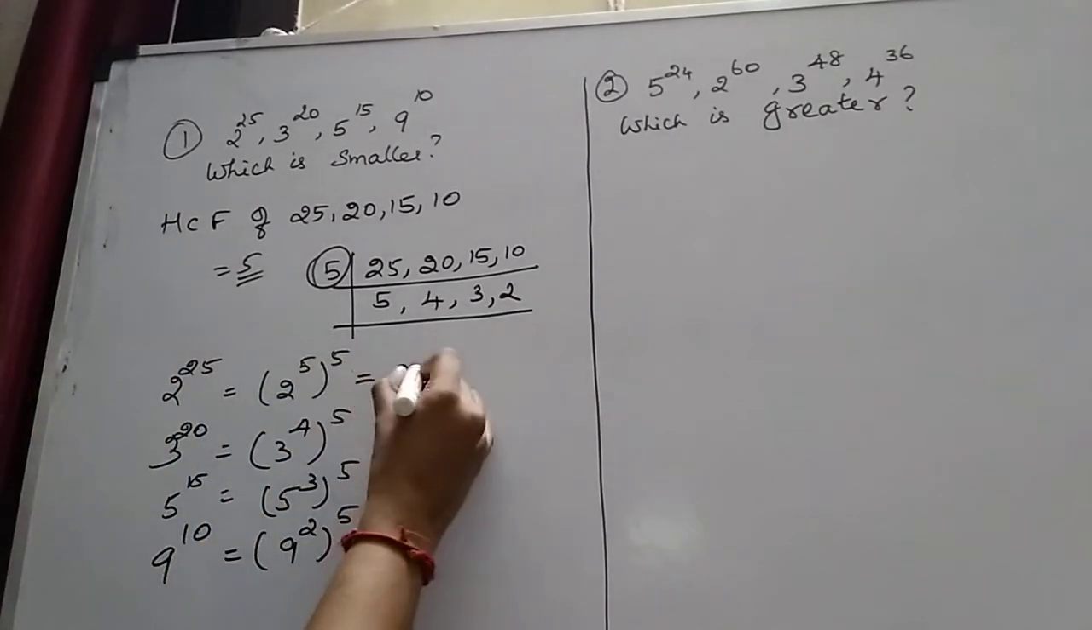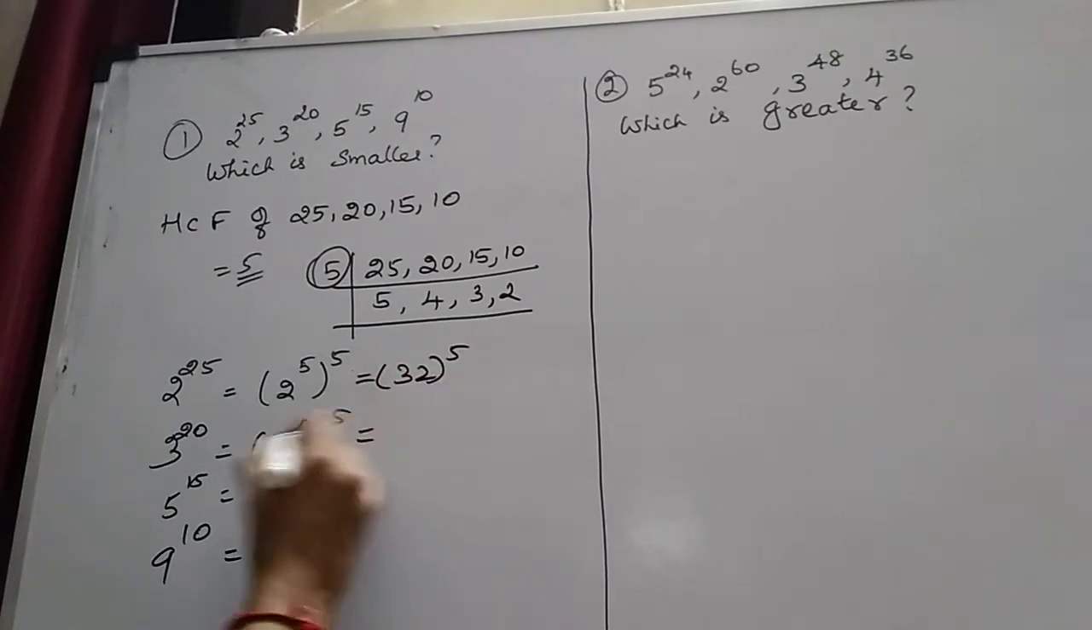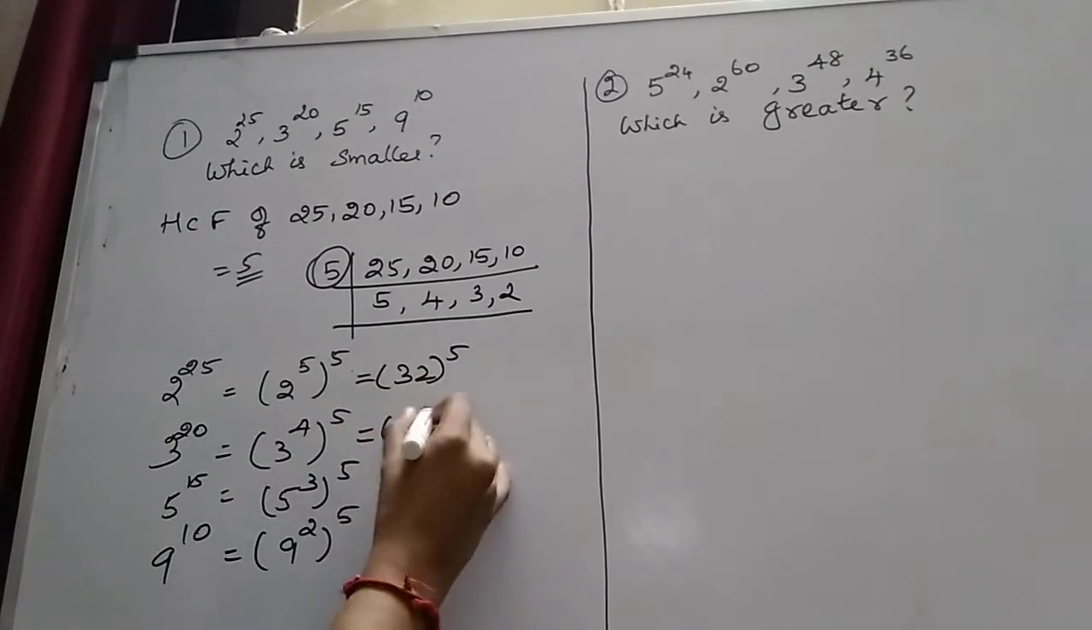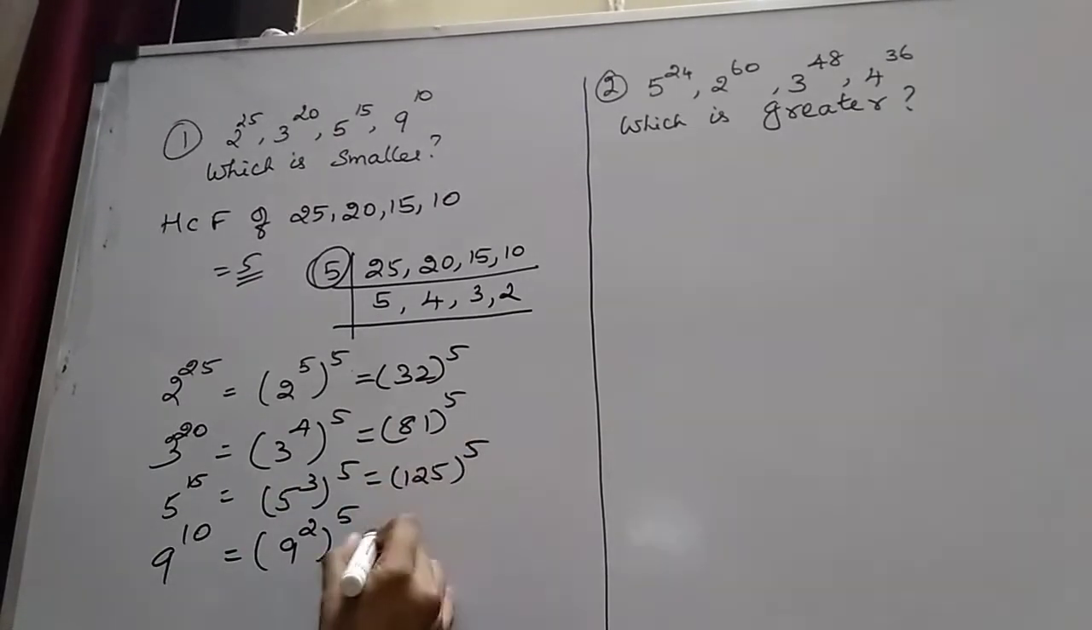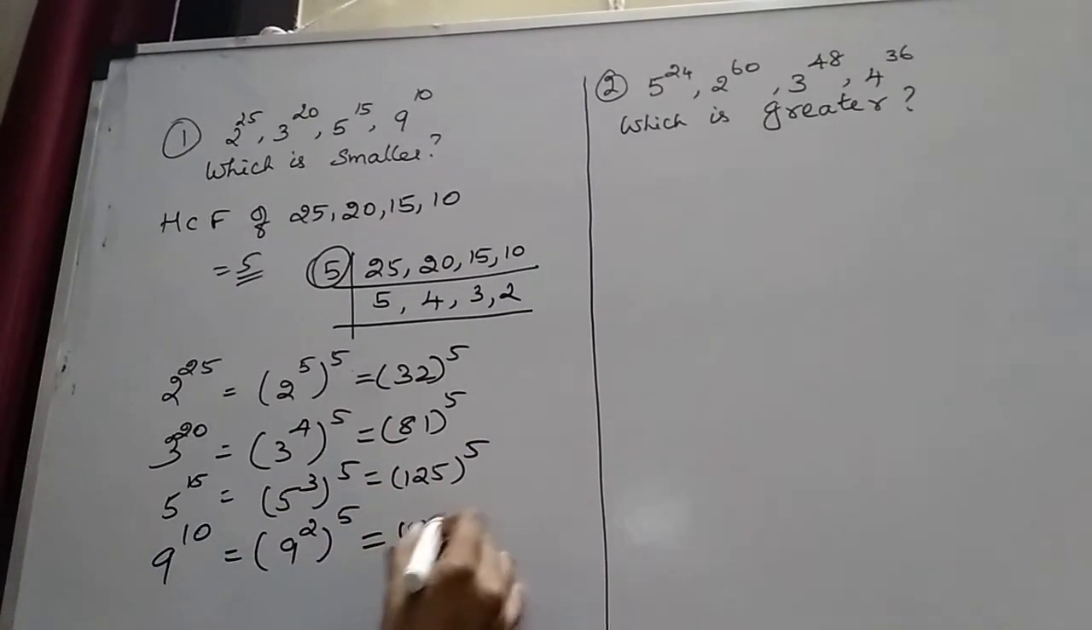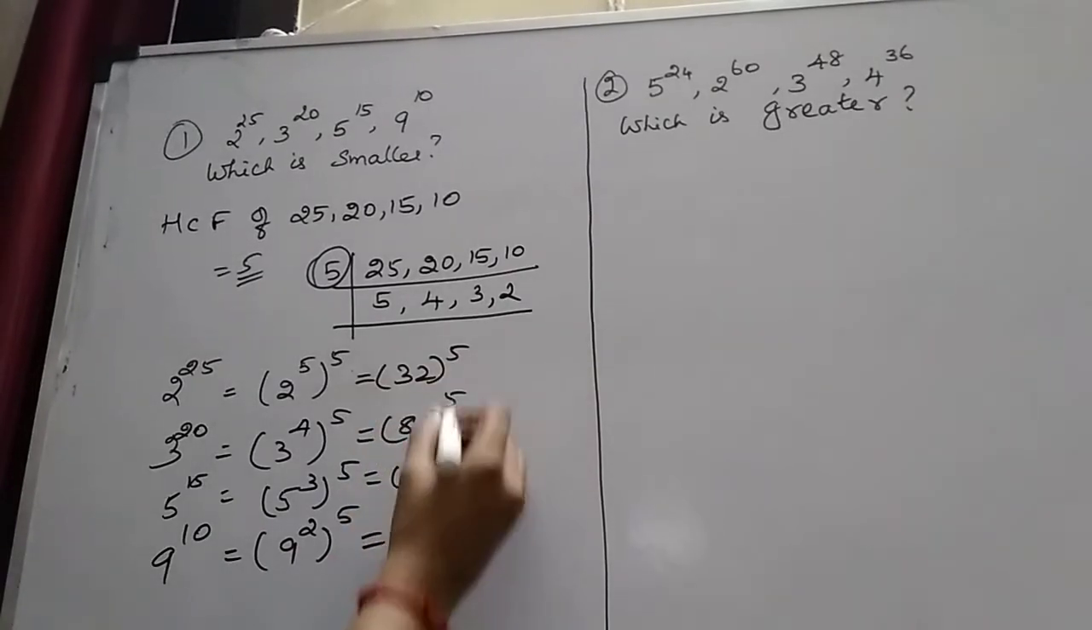2 power 5 is 32 to the power of 5. 3 power 4, that is 81 to the power of 5. 5 cube is 125 to the power of 5. 9 power 2 is again 81 to the power of 5. So everything is now under the power of 5.